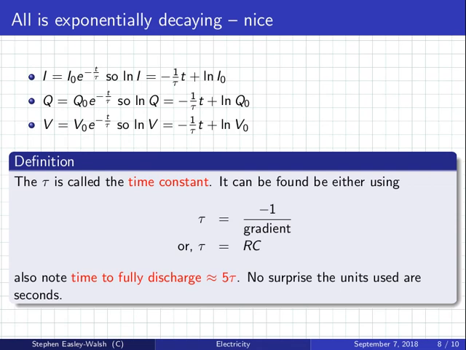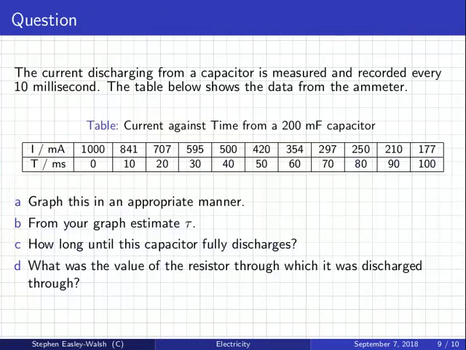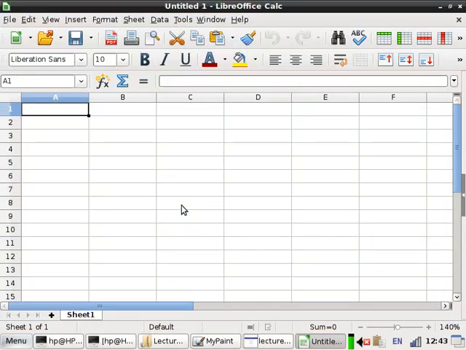Okay. So let's have a look. We have a question here. The current discharging from capacitors is measured every 10 milliseconds. The table below shows the data. So you have current in milliamps and time in milliseconds. Graph this in an appropriate manner. Right, so let me just copy this down here. Time in milliseconds and current in milliamps.